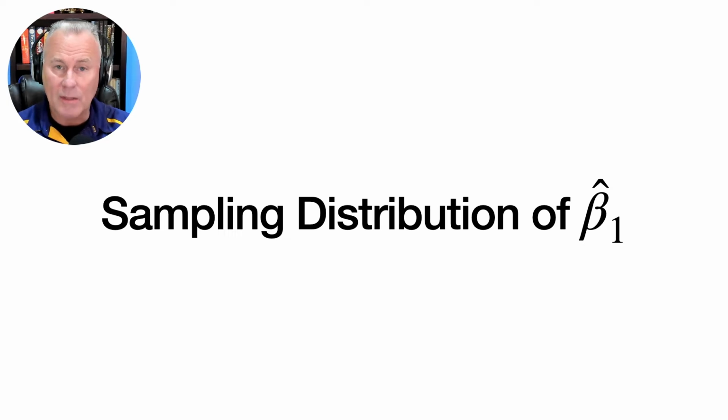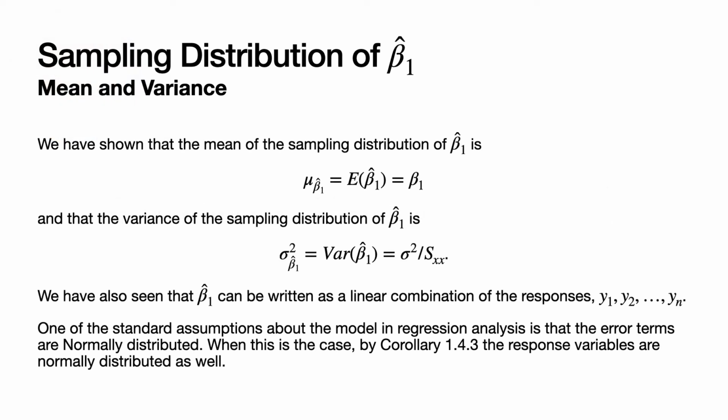So let's start by looking at the sampling distribution of beta 1 hat. We have shown that the mean of the sampling distribution of beta 1 hat is equal to beta 1 itself, and that the variance of the sampling distribution of beta 1 hat is given by sigma squared over S sub xx, the variance of the model error terms divided by the corrected sum of squares of the x values. We have also seen that beta 1 hat can be written as a linear combination of the responses y1, y2, and so forth up to y sub n.